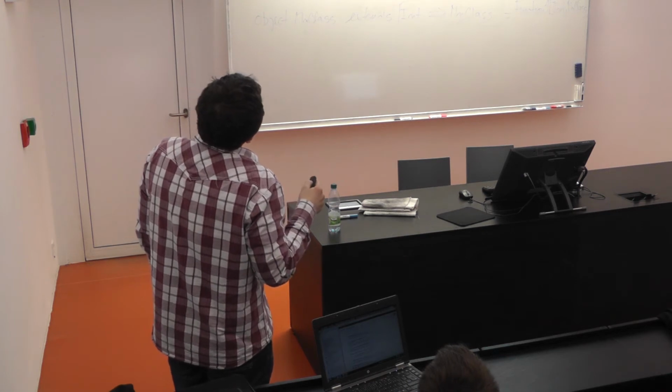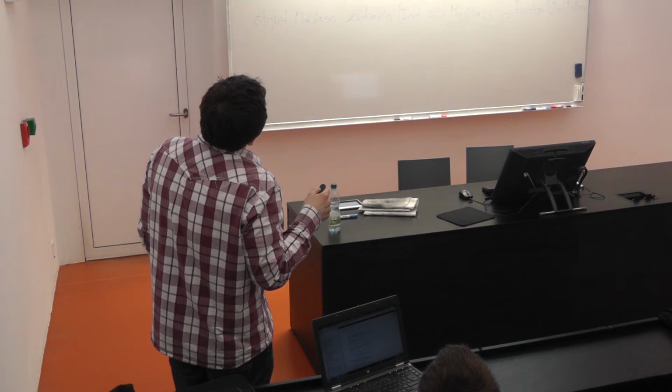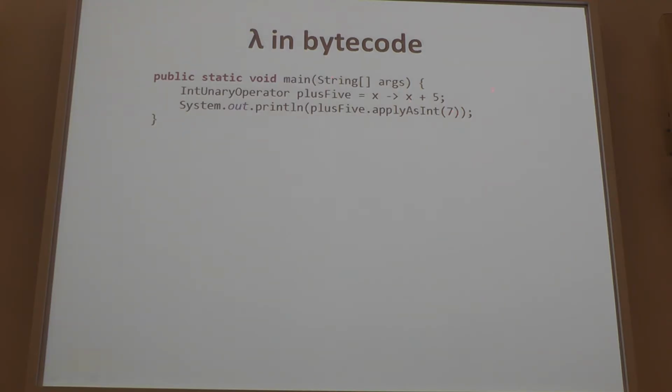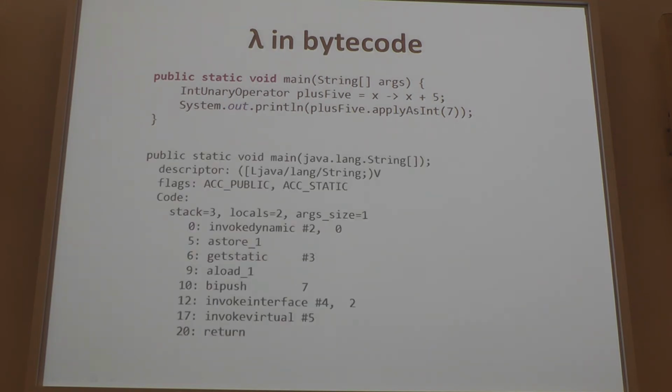This code just prints the result of application of this function to 7, so it should print 12. The applyAsInt method is the only method defined in this interface, and this gets compiled to this bytecode. This here is an output of the javap tool. It's a utility shipped with the JDK that basically gives you a look at the bytecode instructions in human readable format.